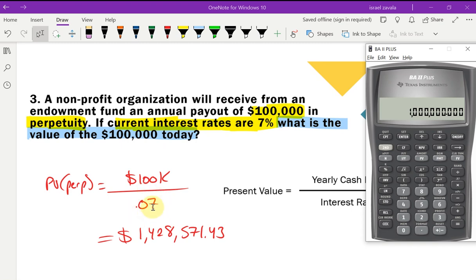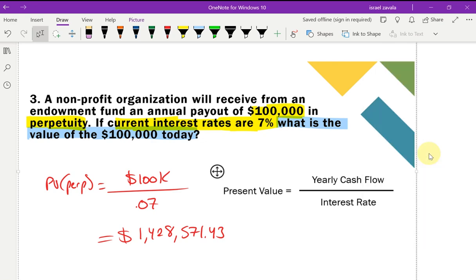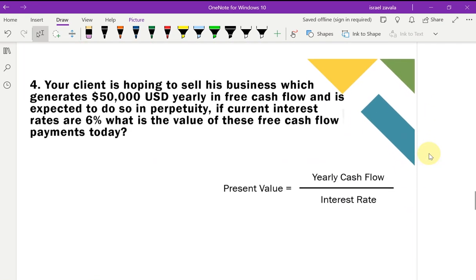If we decrease it to, let's say, 5%, so we have $100,000 divided by 0.05, that's going to give us $2 million. Okay, I just wanted to throw that out there so you guys can get comfortable with noticing the changes in the impact of the interest rate. Okay, let's keep going here.